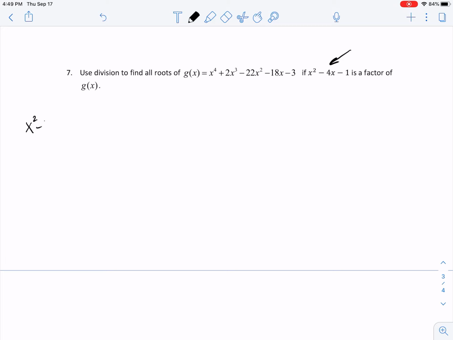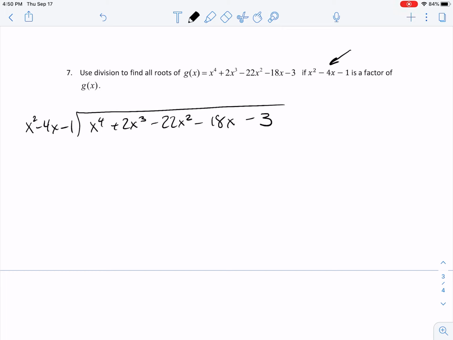So this is x squared minus 4x minus 1 dividing into, and I like to look to see, do I have any holes? So my exponents are going 4, 3, 2, 1, 0. Okay, that's great, no holes. So I have x to the 4th plus 2x cubed minus 22x squared minus 18x minus 3. Okay, so x to the 4th divided by x squared is x squared.